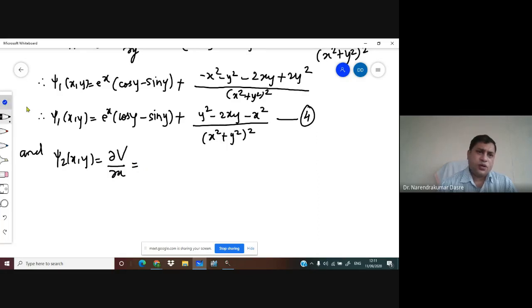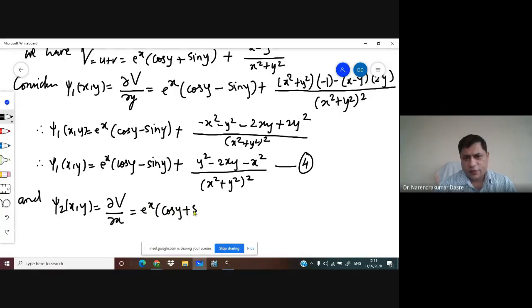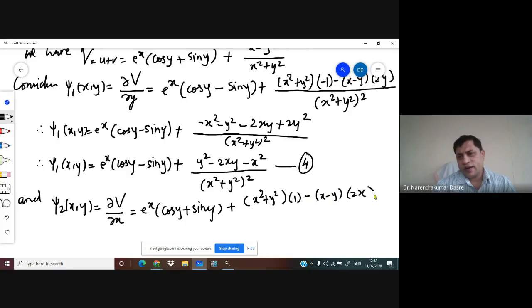So if we simplify, what we have is I1 of xy is equal to e raised to x cos y minus sin y. Okay, so simplify this term. Plus, you will be having minus x square minus y square, and then minus 2xy. This minus minus will become plus, so you will be having 2y square, on x square plus y square bracket square.